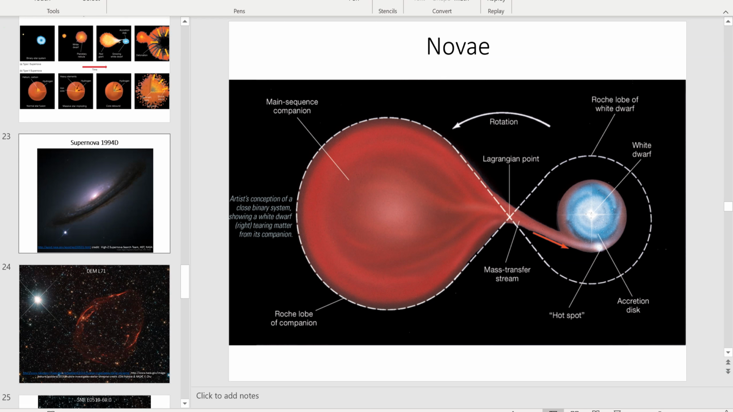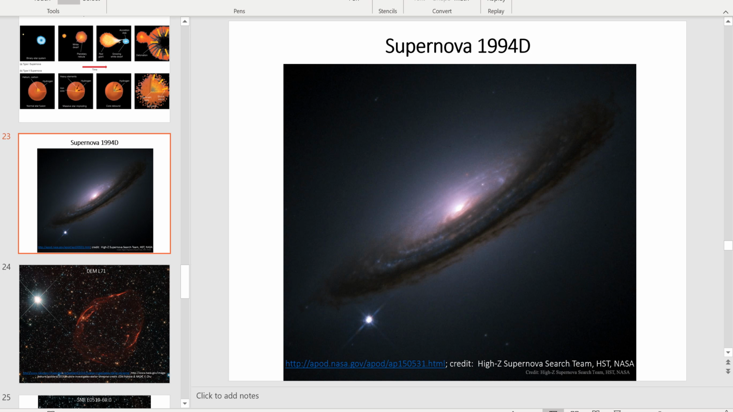Okay, I want to show you a picture before we continue. I know I'm doing this out of order, but this is a supernova. This is supernova 1994D. This is a single supernova that I've circled in red. This is a star that has exploded in the way that I was just talking about. And this star is part of a galaxy. I think it's part of this galaxy.